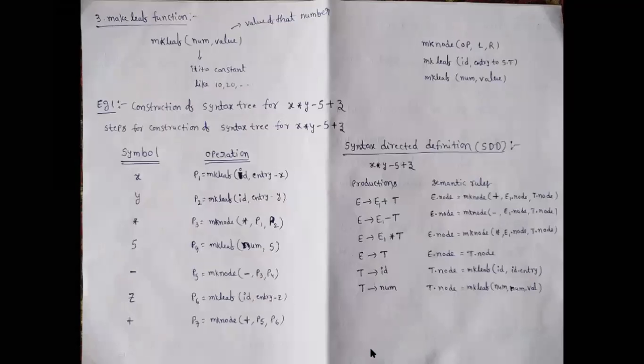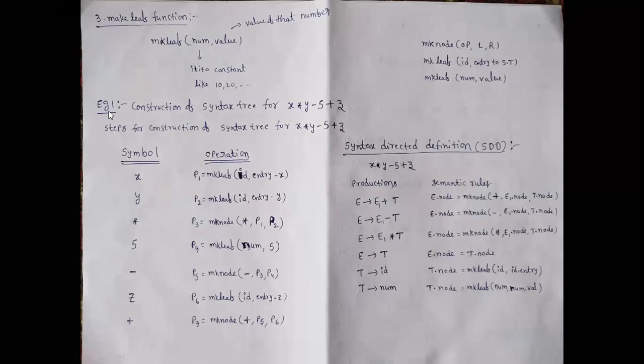Next one, the make leaf function with num comma value. We have two arguments, num comma value. Here it is a constant value like 10, 20, 30, 1, 2, 3, and so on. We have num, and value means the value of that number. Whichever number we take, that number has a value. For example, if I take the constant 10, we specify mk leaf num comma 10. So these are the three functions we have to construct the syntax tree.